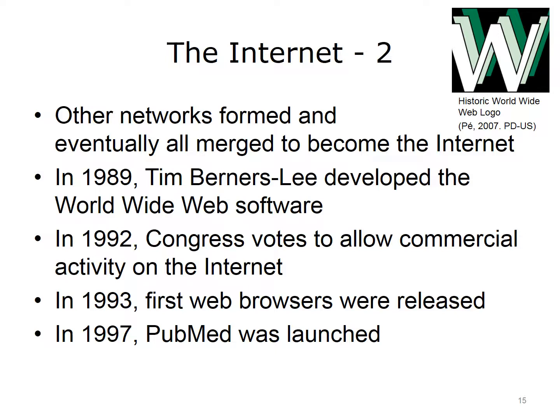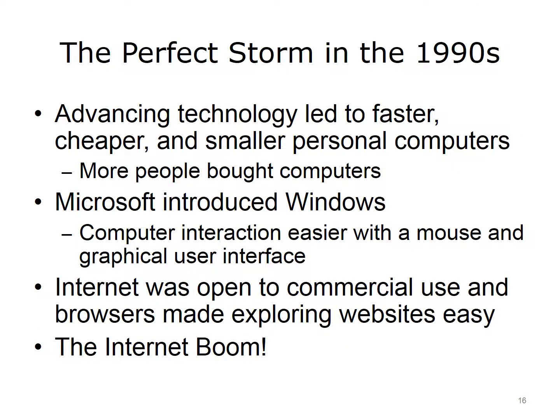In 1992, Congress voted to allow commercial activity on the Internet. Up until this point, only government-sponsored institutions and universities could use the Internet. In 1993, the first web browsers were released, and in 1997, PubMed, which offered free online access to Medline, was launched. The combination of several different factors led to the Internet boom of the late 90s.